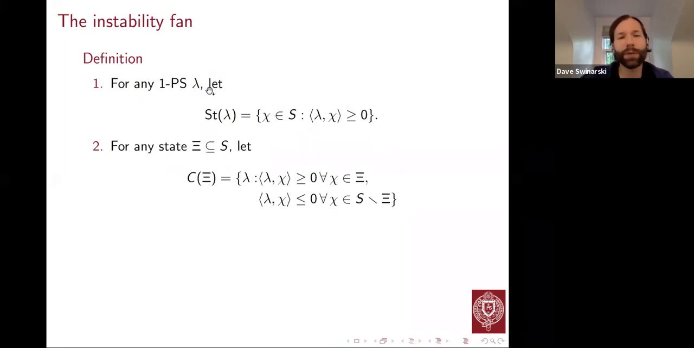For any one parameter subgroup lambda, we can form a state associated to lambda. It's just going to be made up of all the characters that pair non-negatively with our one parameter subgroup lambda. In the other direction, if you're given any state, you can form a cone, and it's given by all the lambdas that pair non-negatively for everything in your state and non-positively for everything outside your state.